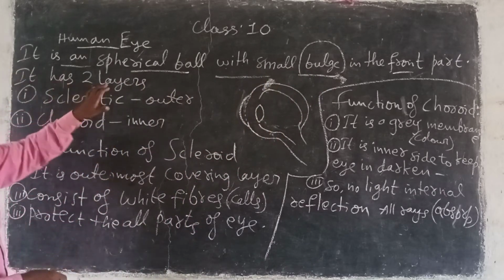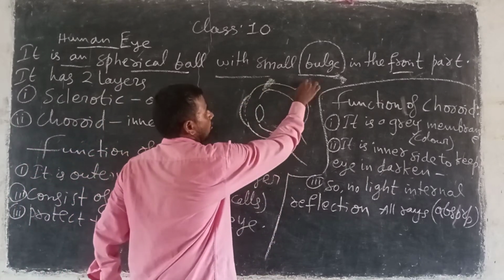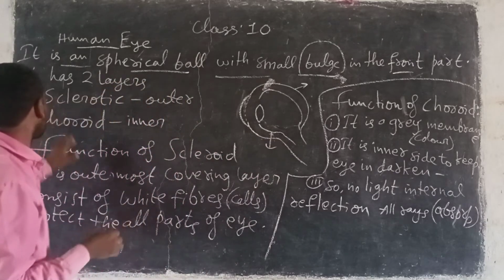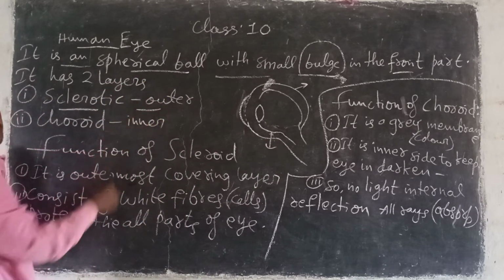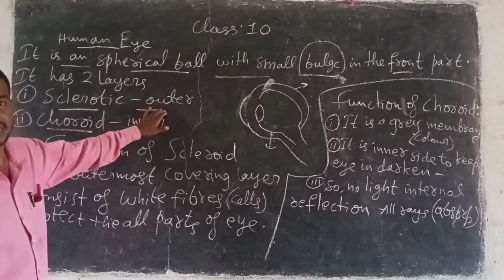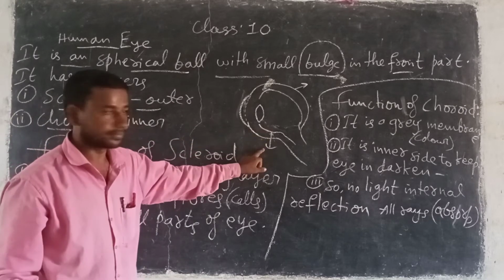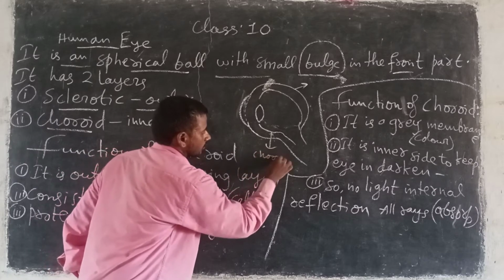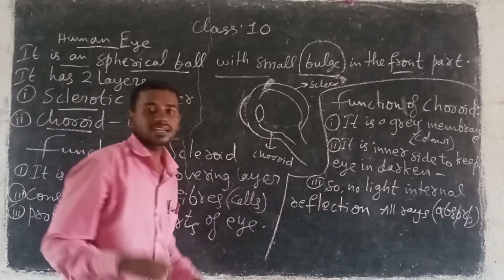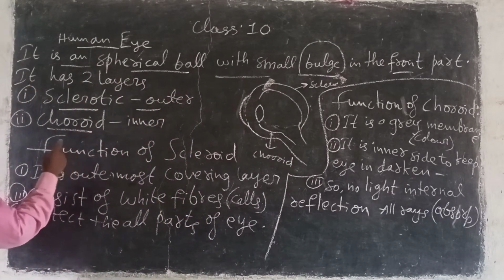Second point, the human eye has two layers. I told you already: outer layer and inner layer. The outer layer names I have written here: sclerotic is the outer layer and choroid is the inner layer. Look here, this is the choroid and this is the sclerotic or scleroid. Nothing to worry. So here, choroid and sclerotic.